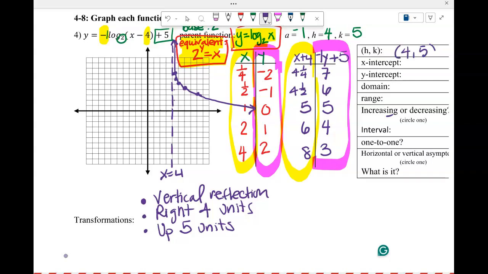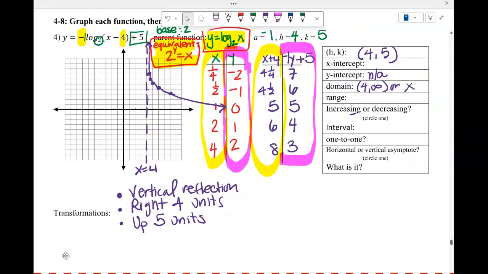4, 5. X-intercept, eventually we will hit the x-intercept, but we can't eyeball that at the moment, so we'll solve for that last. Y-intercept, none, because it doesn't touch the y-axis. Your domain is going to be from 4 on to infinity, or some of you guys said, well, can I write it x is bigger than 4, absolutely. Your range is all real numbers, or -infinity to infinity.